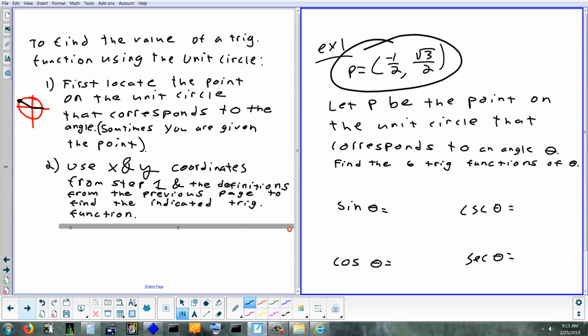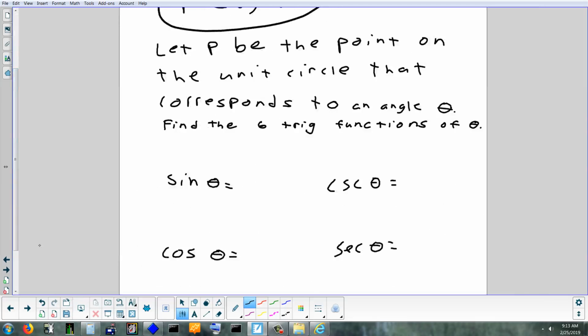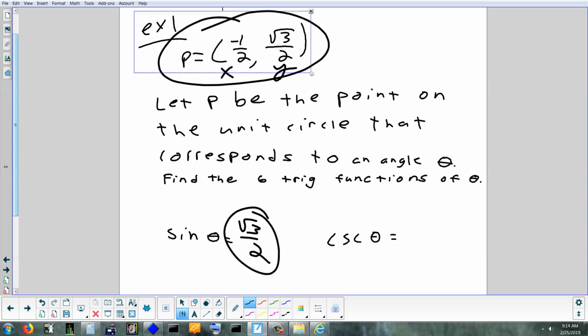Okay, so let's start with the sine. So, Ellie, what's my formula for sine? Isn't it 1 over y? That's your cosecant. Oh, so y over 1? Y over 1. Yep, just y. Just y. So, here's x, here's y. So all we have to do to write down the sine of this mystery angle, which we don't know, is to write down the y value of that coordinate. So that is the sine of our mystery angle.